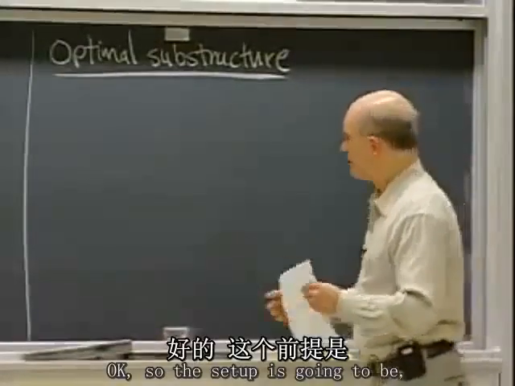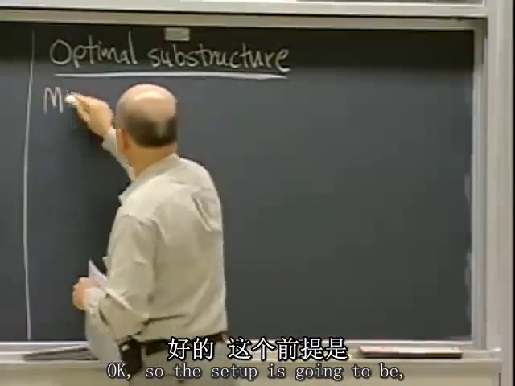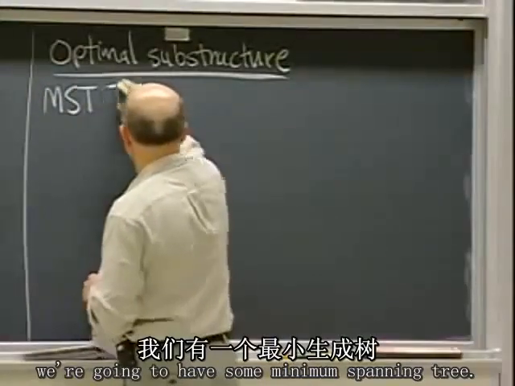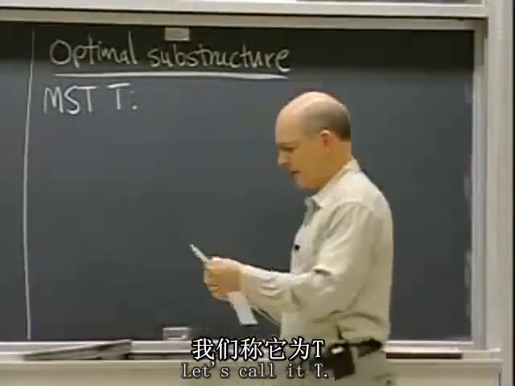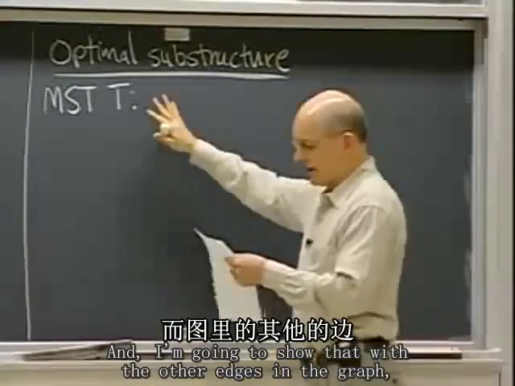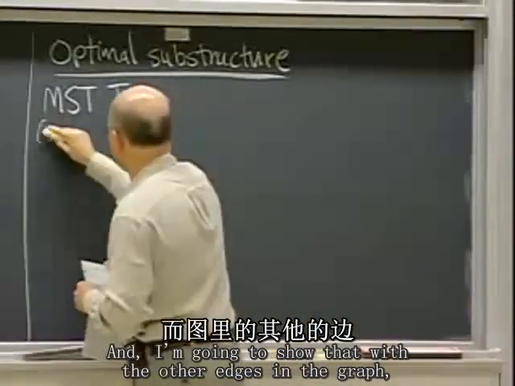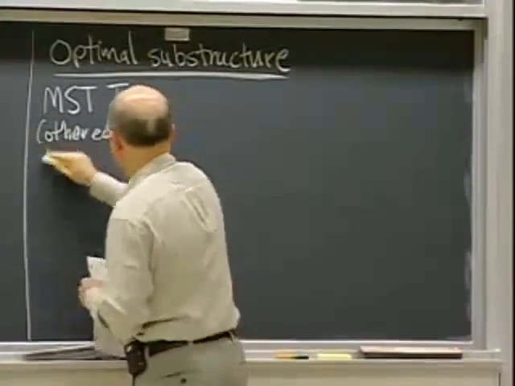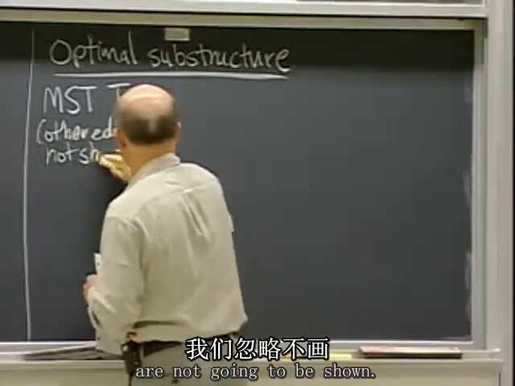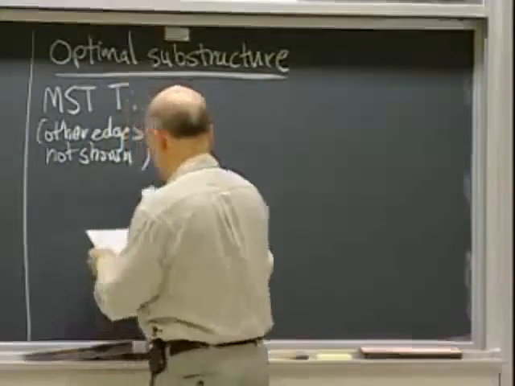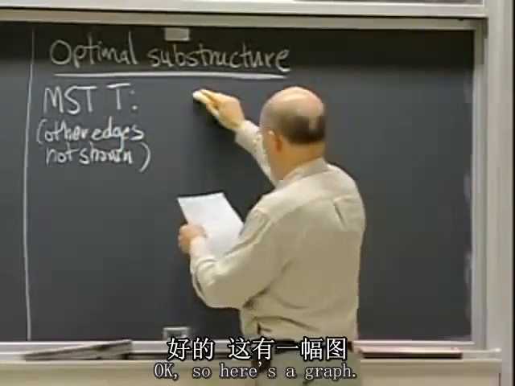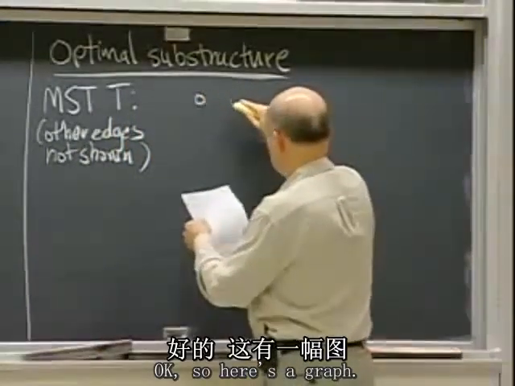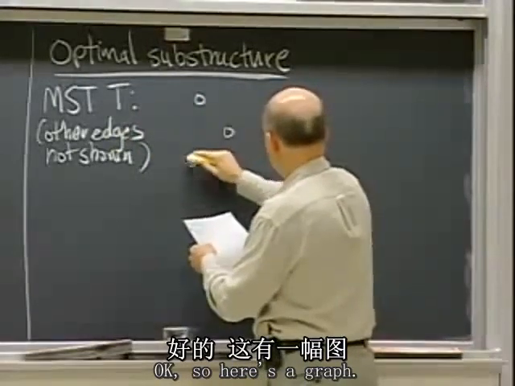Okay. So the setup is going to be we're going to have some minimum spanning tree, let's call it T. And I'm going to show that with the other edges in the graph, which are not going to be shown. Okay, so here's a graph.